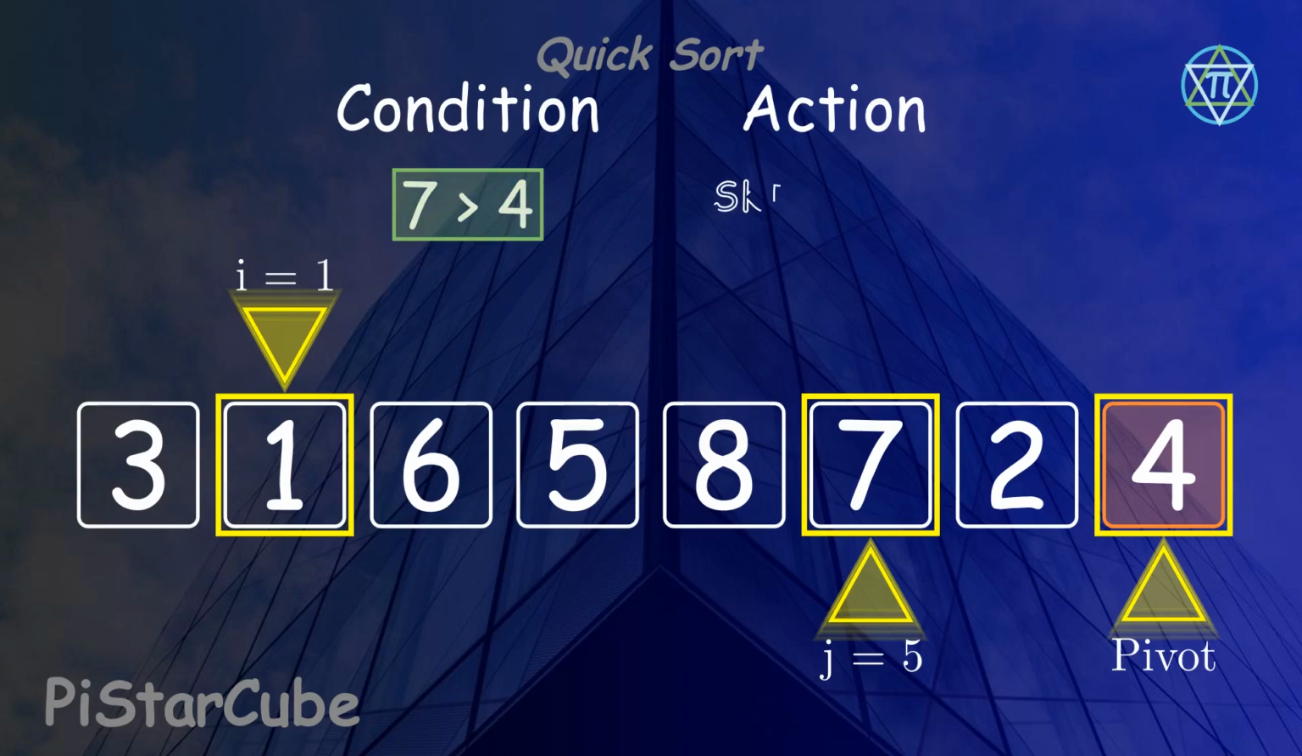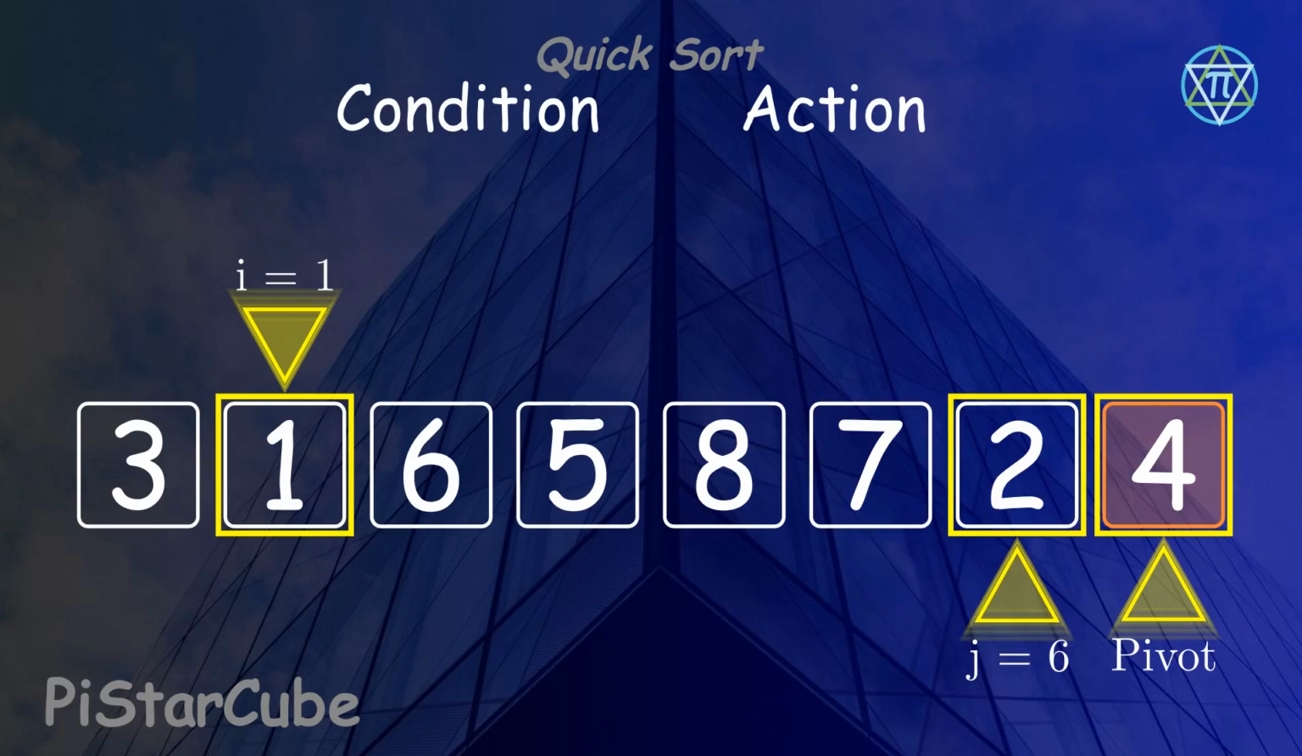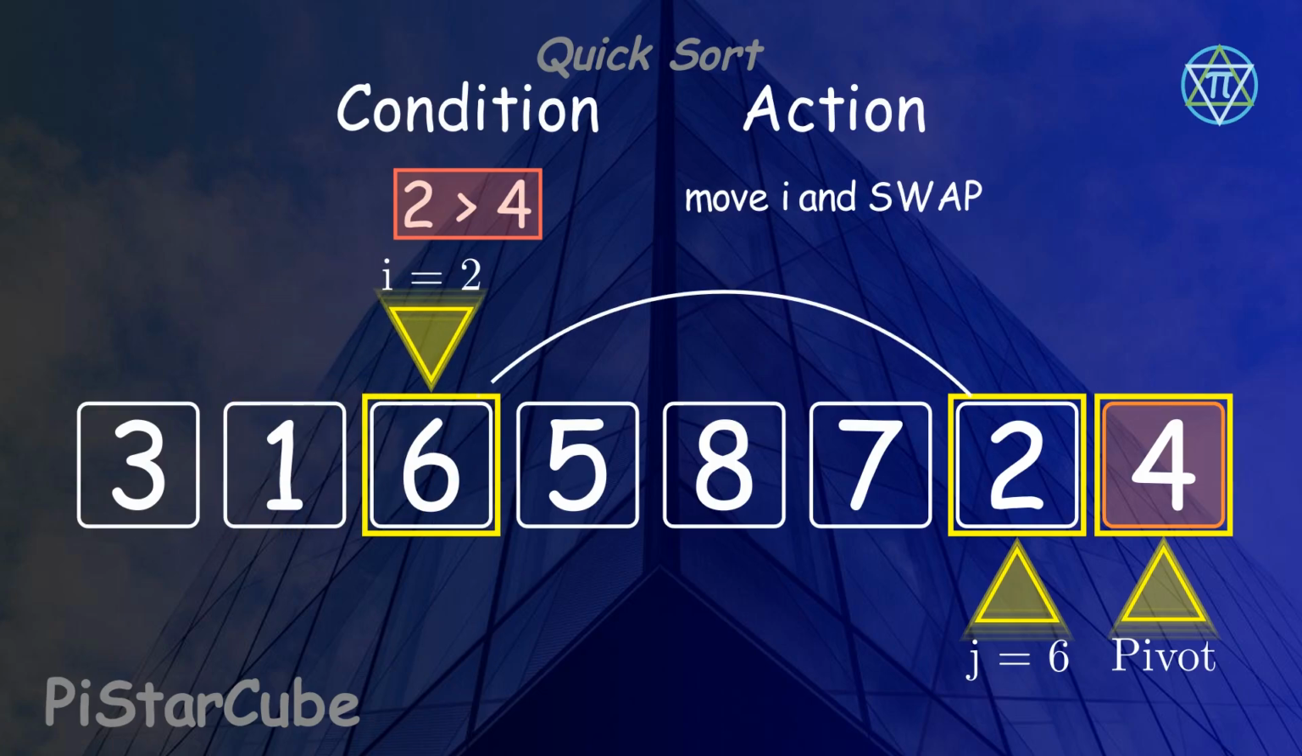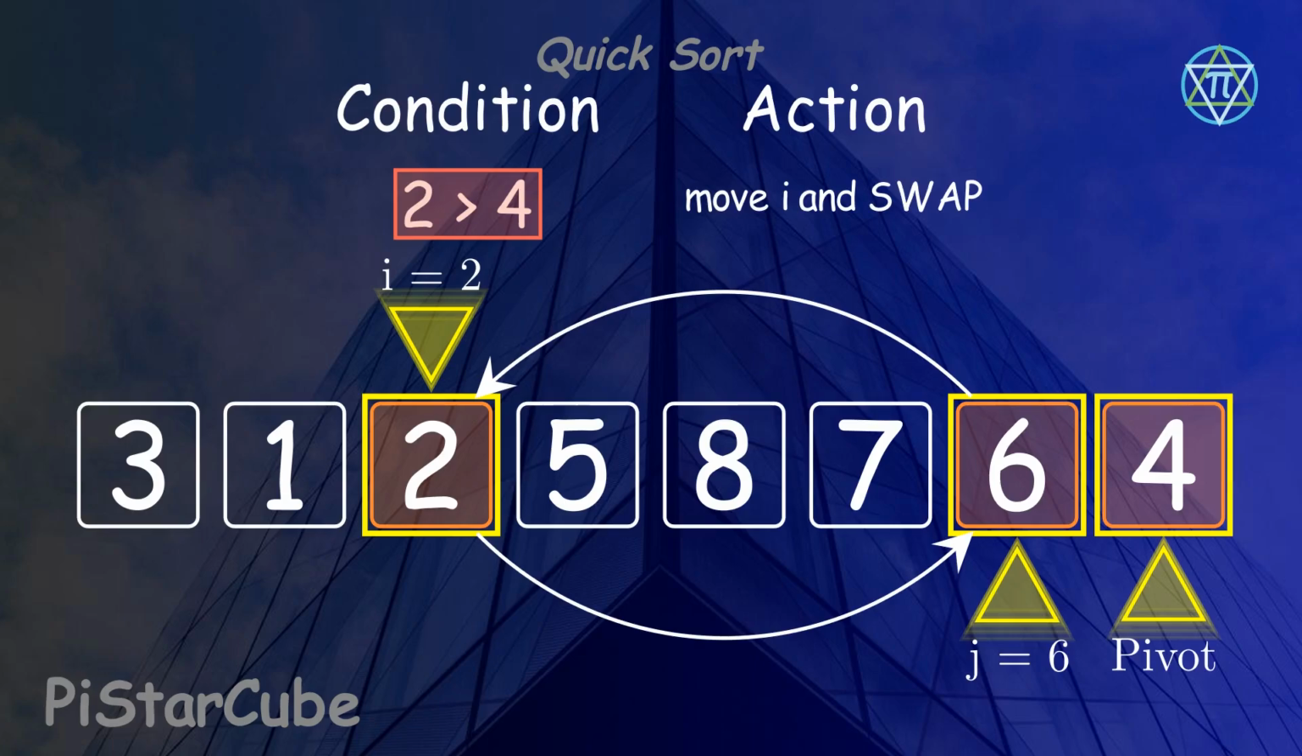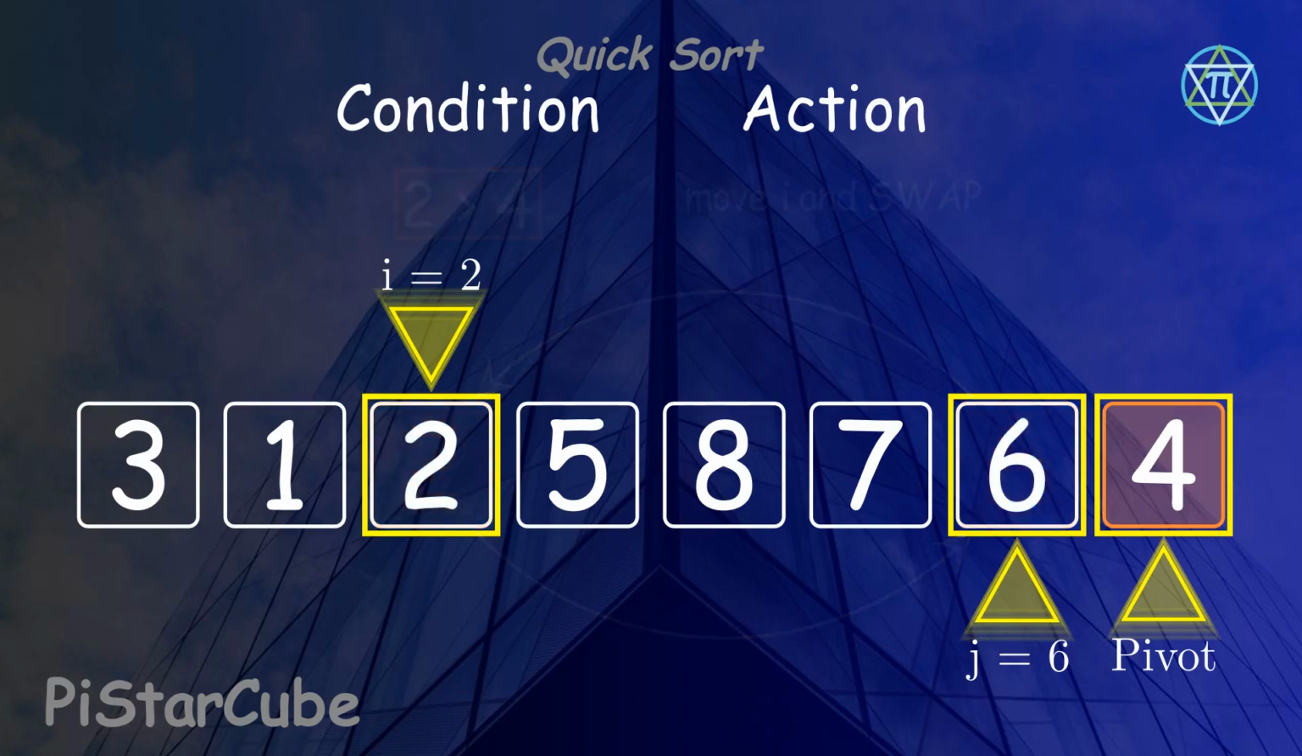Now we check 7 against 4. Yep, it's greater. So again, no swap required. We just move j to the next index. Again, the interesting case, 2 and 4. Is 2 greater than 4? Nope. So we move i to the next index, that is element number 6, and swap 6 and 2. Whenever j is less than the pivot, we move i and swap i and j.